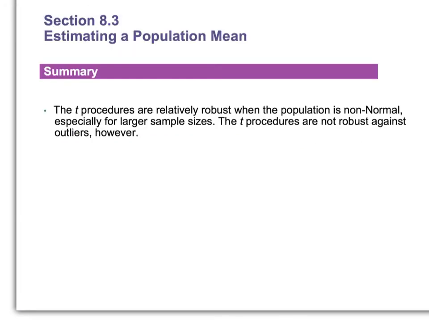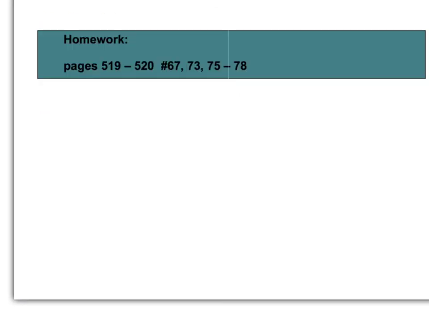So again, here's a summary. T-procedures are robust, meaning they're still effective when the population is non-normal, especially when our sample sizes are bigger. They are not robust against outliers or very strong skew. And here's the corresponding homework for this particular assignment, 67 and 73, which are kind of like 4-step process problems, and then 75 to 78 are multiple choice.